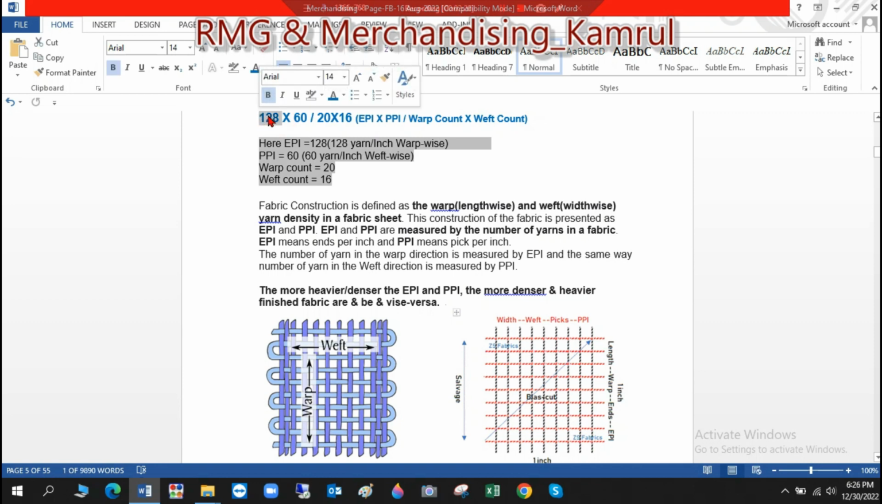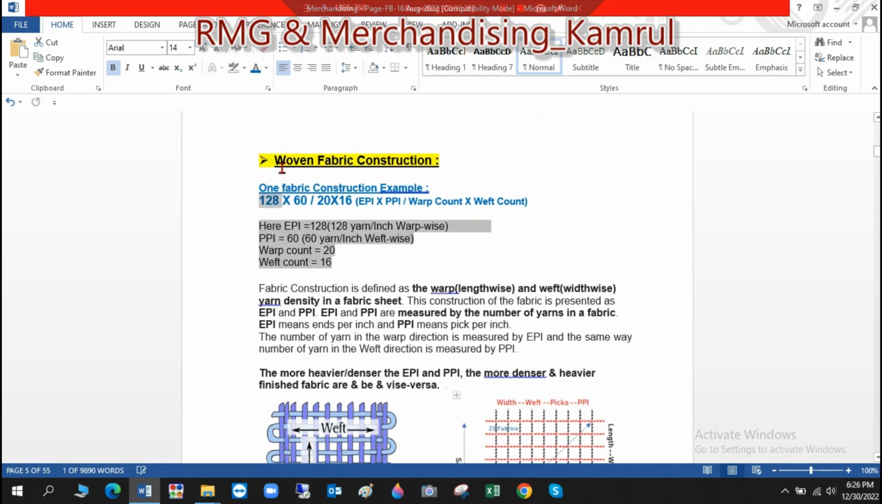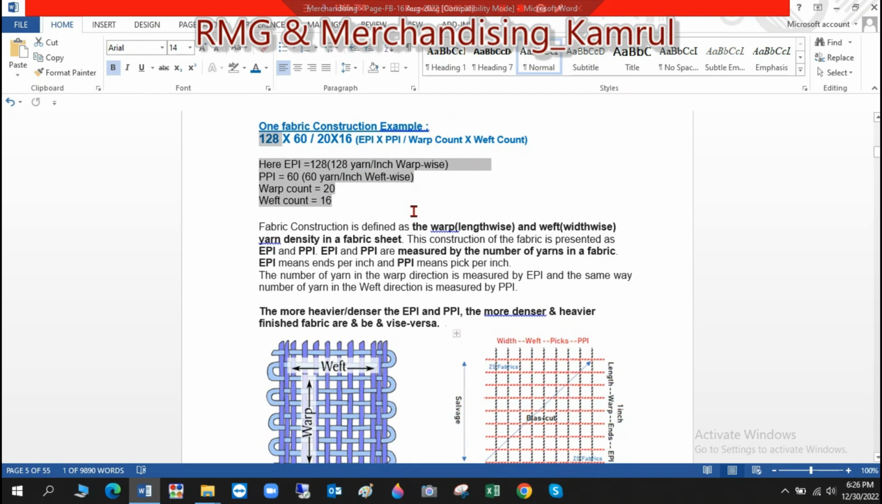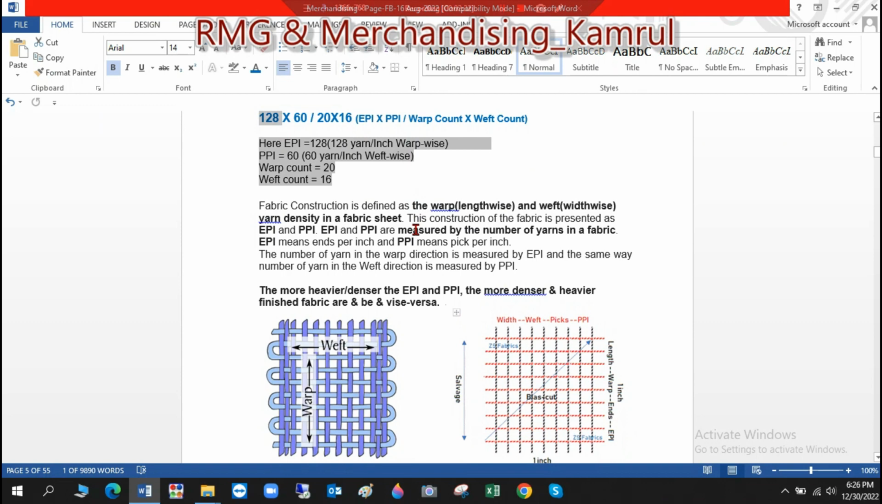Yarn count, I'm going to discuss later. Here the warp-wise yarn count is 20 and the weft-wise yarn count is 16. That is actually the fabric construction. Now I'm going to discuss in detail how the construction is formed.